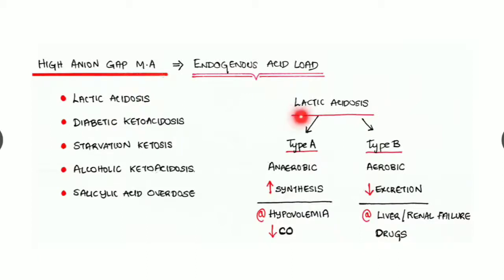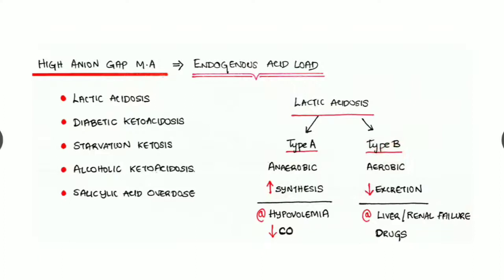Getting deeper, in case of lactic acidosis, there can be two types, type A lactic acidosis and type B lactic acidosis. Type A lactic acidosis is the most familiar for us. It is due to anaerobic respiration, due to increased synthesis of lactate. And why is it so? It is seen in hypovolemia or decreased cardiac output or decreased perfusion of the cells by oxygen or by the blood. As a result, anaerobic respiration occurs and more lactic acid is synthesized.